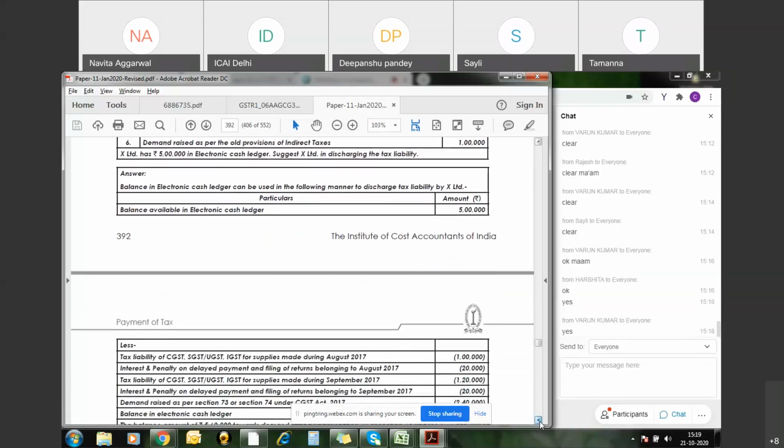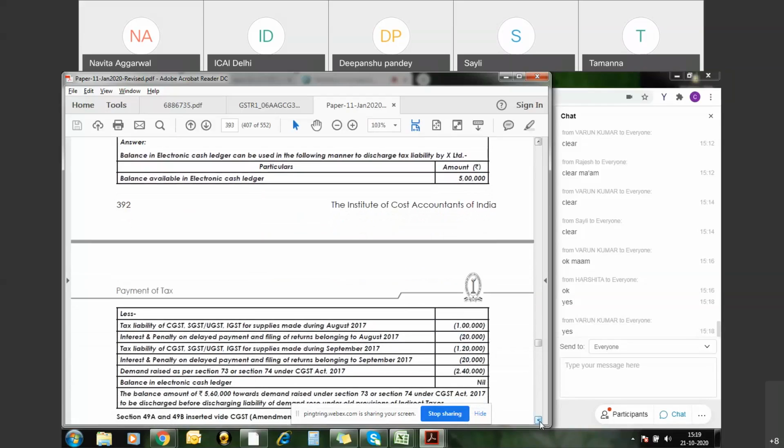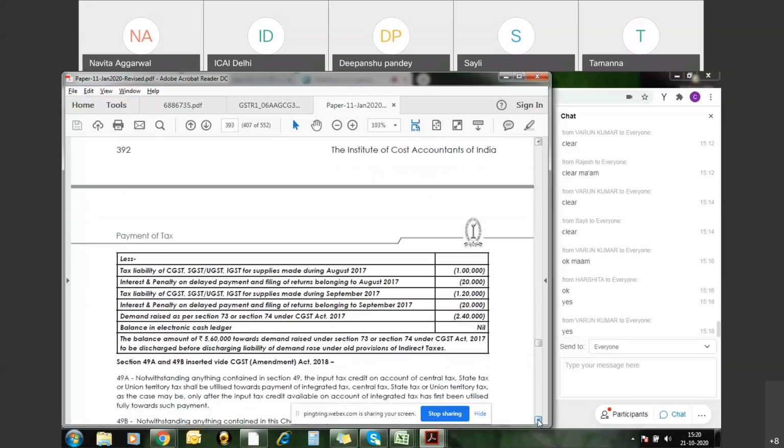So the available balance with you is 5 lakh. First you are going to utilize it for the month of August, that is 1 lakh. You will pay the liability. You will pay for the month of September. Then the demand raised is 2 lakh 15,000. The balance available in the cash ledger is nil.